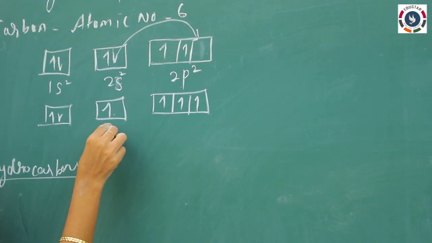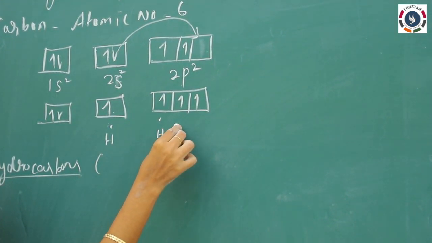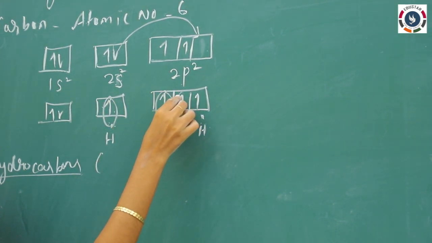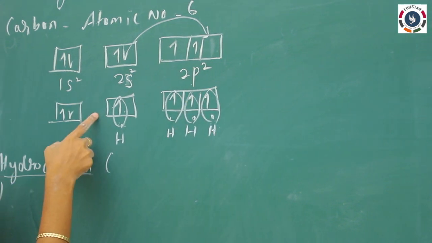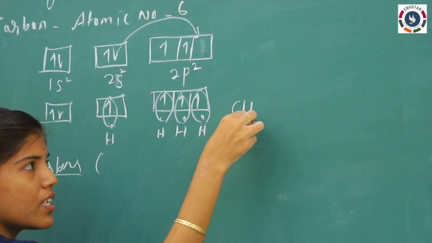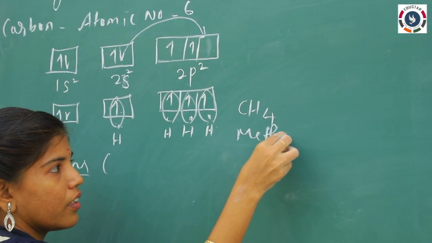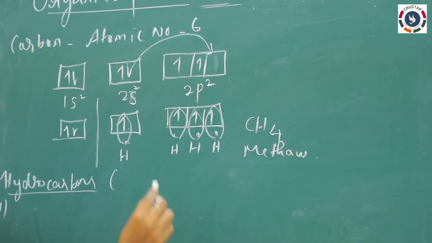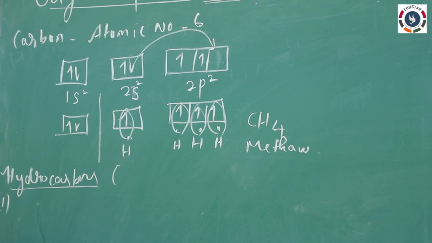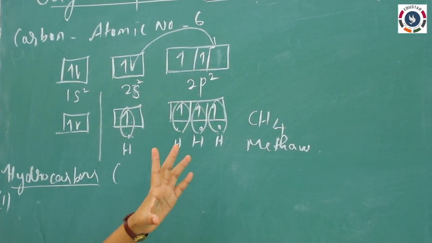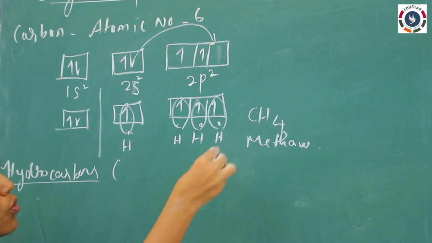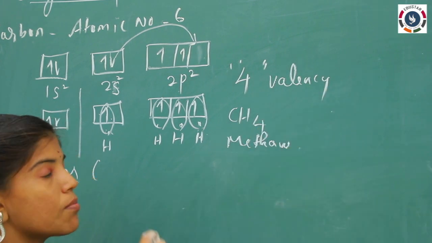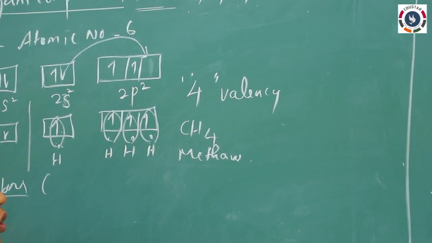Here, 4 hydrogen atoms with 1 electron each will bond with this carbon atom. So, 1 carbon, 4 hydrogen atoms. What is it? That is methane. As a result, the carbon atom has 8 electrons in its valence shell. One more thing we can say, it is a stable compound. This 4 is actually the valency of carbon.